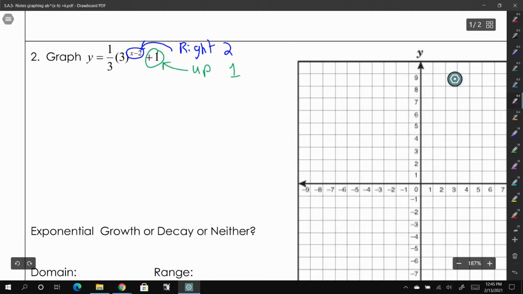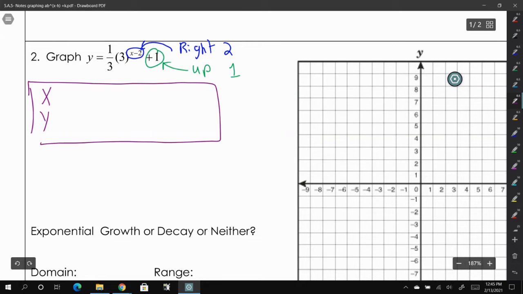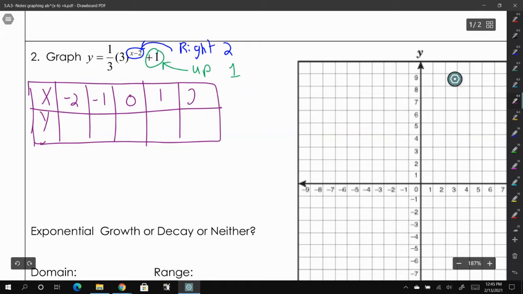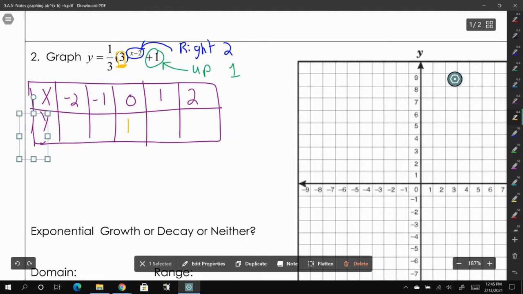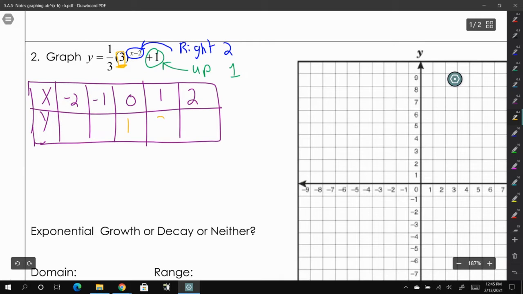So we're going to make an XY table. And our X values are -2, -1, 0, 1, 2. The value right here of 3 is going to tell us what we're going to be multiplying by. So we have 0, 1 on the graph, and then we're going to be multiplying by 3. So 1 times 3 is 3, 3 times 3 is 9. And then backwards, it'll be 1/3 and 1/9.